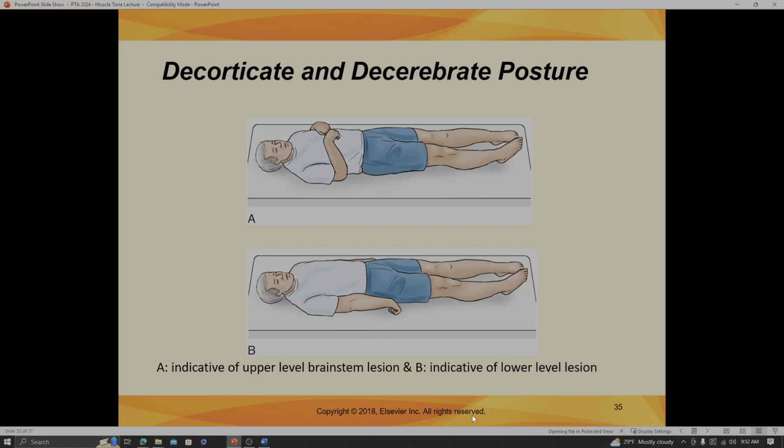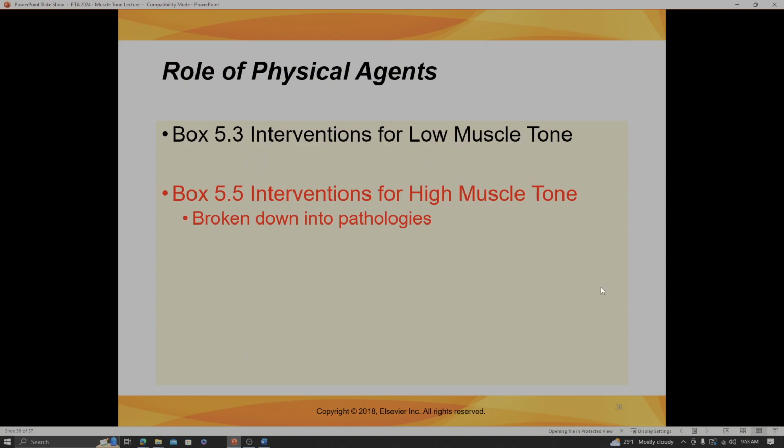Decerebrate posture is going to be a lower level lesion, right? An indication of a lower level brainstem lesion. So we'll see these extension movements at the upper extremities. This is what we call a decerebrate posture. So understand those. If you need a synthesis of the interventions that we use primarily for low muscle tone or high muscle tone, broken down by pathology, look at Cameron, right? Go into your book or your online textbook, and there's a really great couple boxes that will give you information about how each one of those is going to present based on pathology, as well as the corresponding modalities that we might use to affect these.